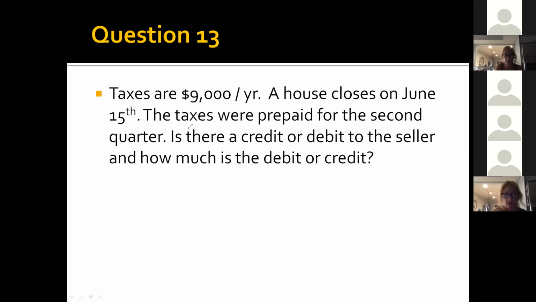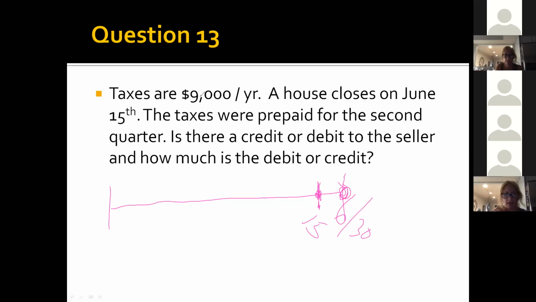All right, so a house closed on June 15th, the taxes were prepaid, and that means the seller paid the taxes all the way up to June 30th, the end of the second quarter. The house closes on June 15th, so here's June 15th. There were 15 days in June that the seller had paid the taxes on, but the seller didn't live in the house. The seller had paid the taxes all the way to the end, but they only lived to here. So we know the seller is going to have to get a credit.